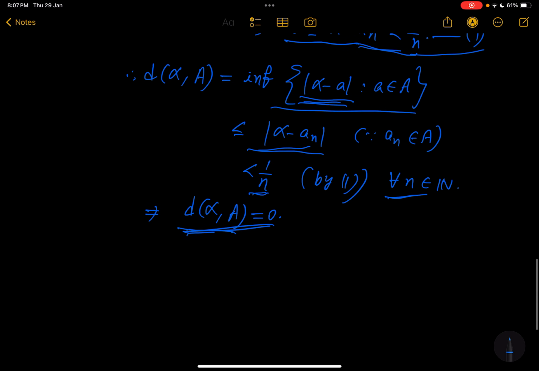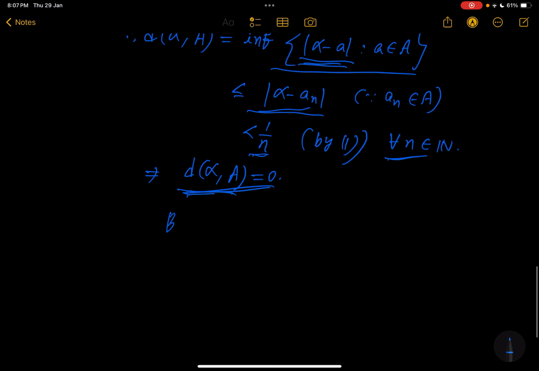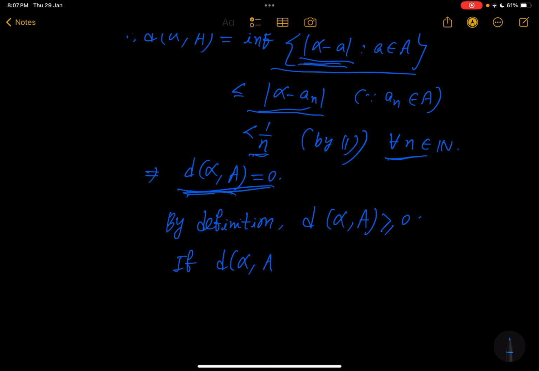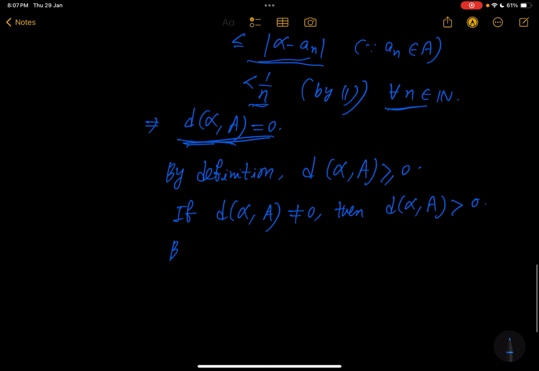But why? Observe that by definition, the distance between alpha and capital A is always bigger than or equal to 0. So if the distance between alpha and A is not 0, then the distance between alpha and A is strictly positive, right? Okay. So now use the Archimedean property, right?